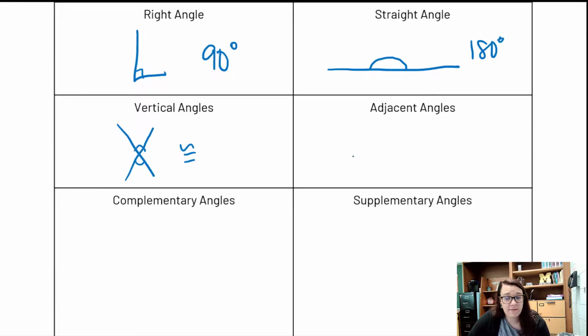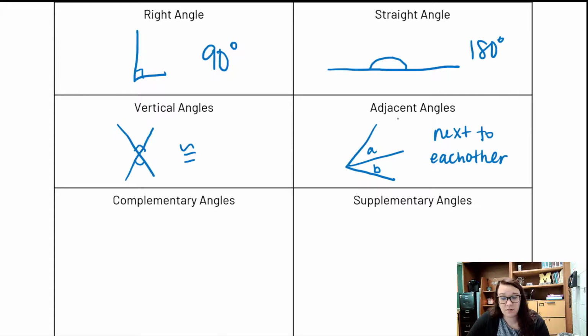Adjacent is a new one we haven't mentioned yet. If I have adjacent angles like A and B, it just means they're next to each other. They don't necessarily add up to anything. They're just next to each other. Adjacent means next to.